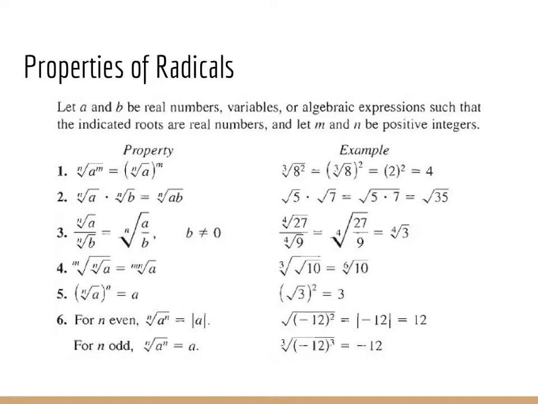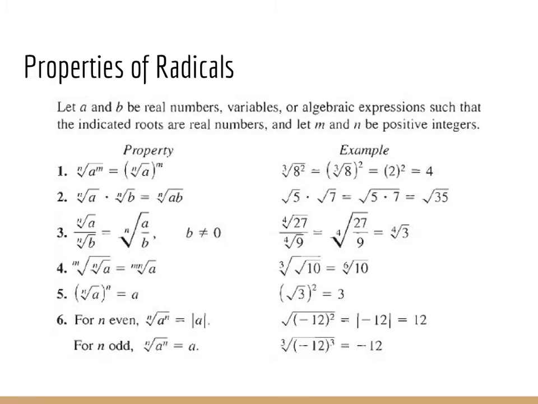Finally, for when n is even and we have the nth root of a to the n, we want to write this as the absolute value of a. So even if we're taking -12 squared, and that's what our radicand is, so we're taking the square root of -12 squared, we want to take that and make it the absolute value of 12, which is a positive 12.